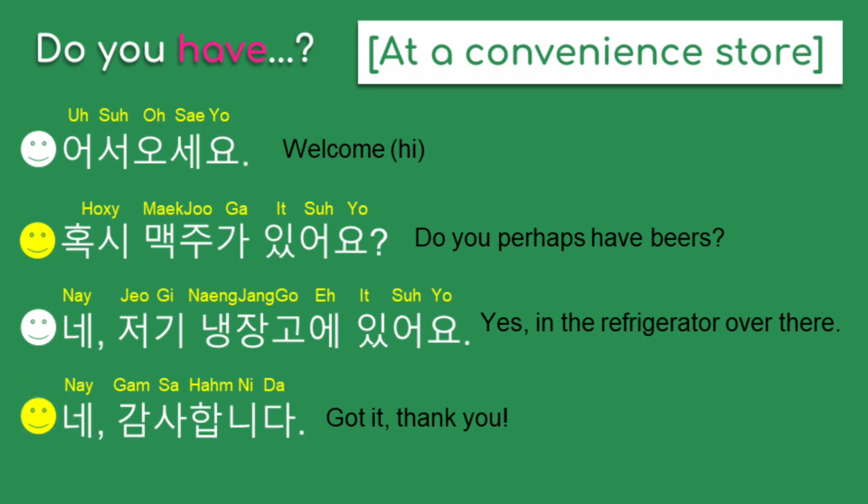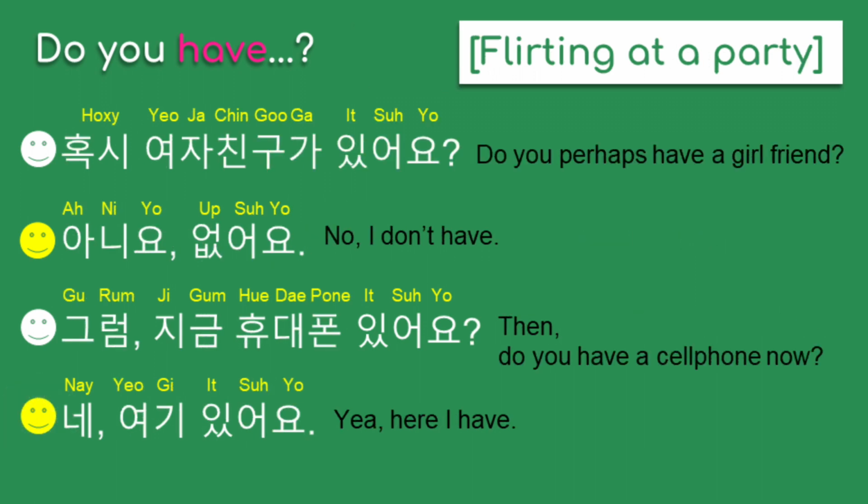All right. Here is another example that might be very useful for you. Flirting at a party. So you can ask if a person has a boyfriend or girlfriend. Okay? So I'm going to read it fast. Read the 4 sentences first. 혹시 여자친구가 있어요? 아니요, 없어요. 그럼 지금 휴대폰 있어요? 네, 여기 있어요.